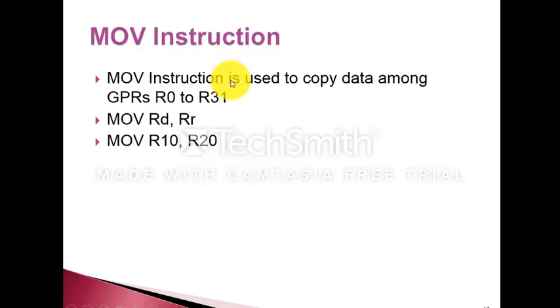The MOV instruction is used to copy data among GPR registers, meaning it can only copy data among GPRs. It cannot copy data among SRAM memory locations. Many of you guys will also use the MOV command to copy among SRAM memory locations, but it is not valid for that. It is only valid for GPR registers. It can move data among registers R31 to R0, for example R31 to R30, R29, R28, something like that. The MOV command syntax is like this. In this, R10 and R20 are the example. Which data is moving? In this, R20 data is moving to R10.